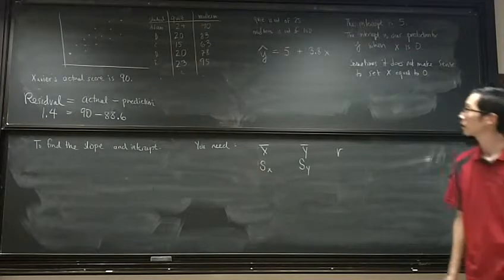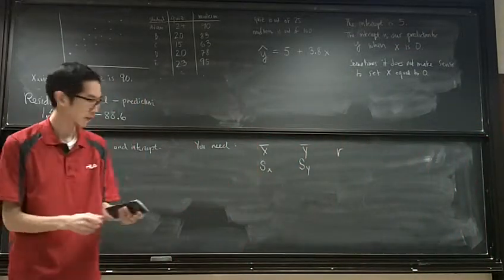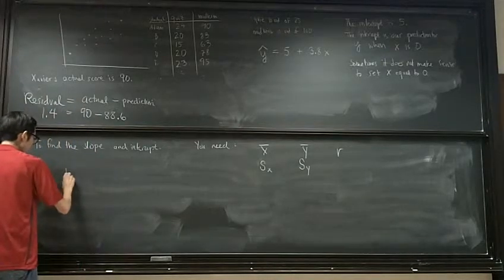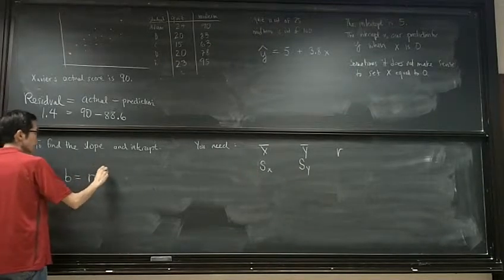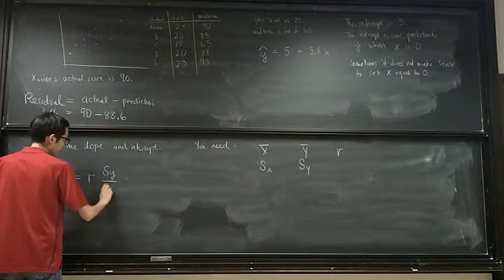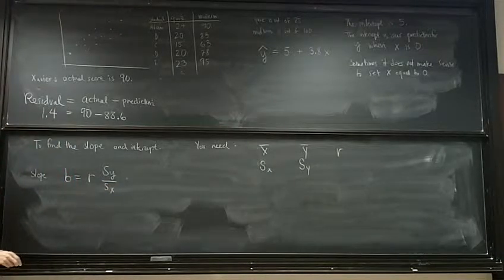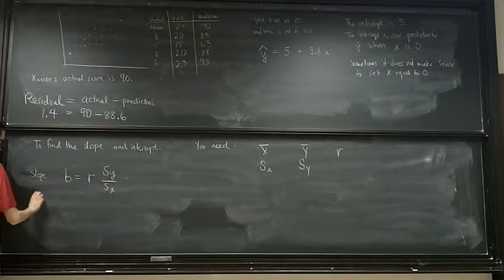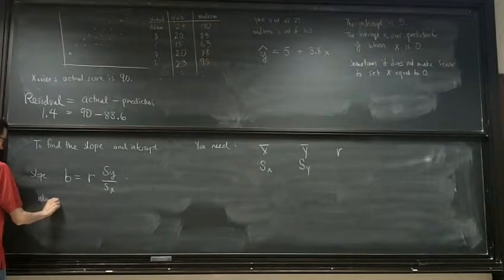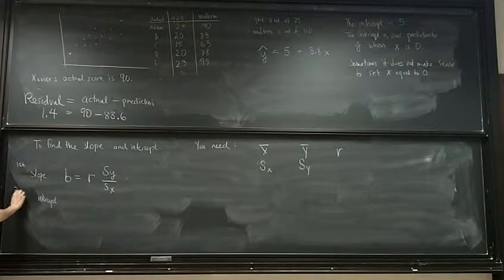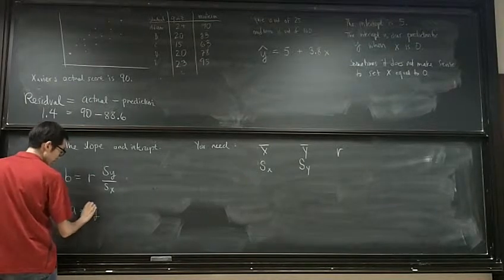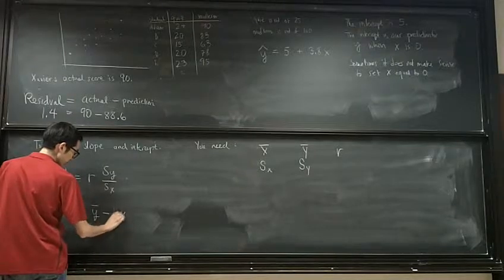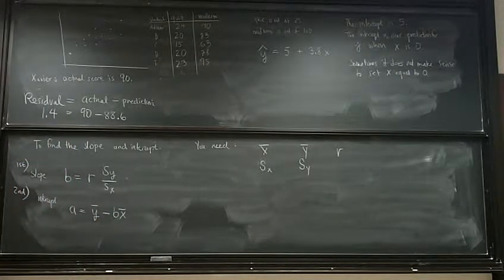So to get the slope, the slope is equal to R times the standard deviation of Y divided by the standard deviation of X. This is how you find the slope. And then once you find the slope, you can get the intercept. So do this one first, and this one second. The intercept is equal to Y bar minus B times X bar. That's the intercept.